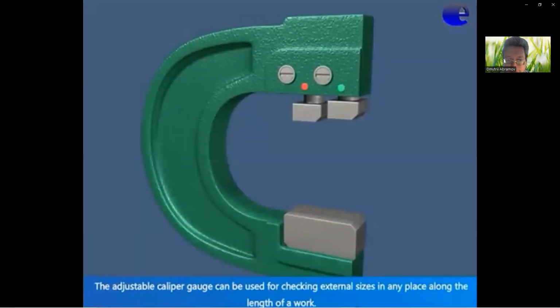The adjustable caliper gauge can be used for checking external sizes in any place along the length of a work.